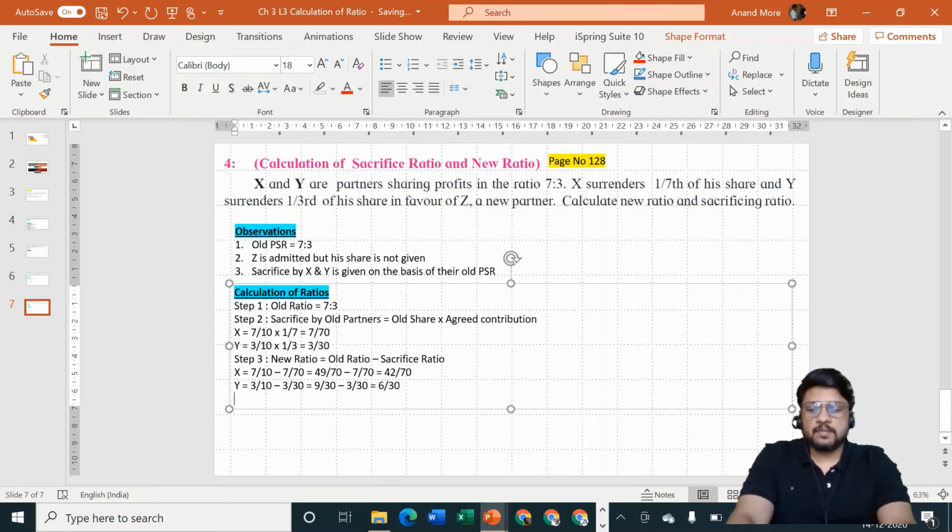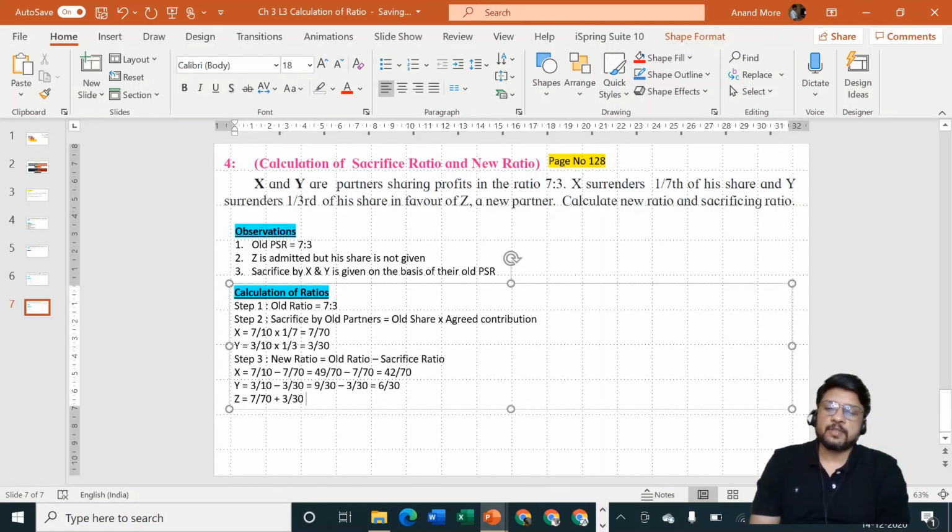And then comes Z. We want to find out what is the ratio of Z. Z has got 7/70 from X, plus he has got 3/30 from Y. So 7/70 plus 3/30, that is what is required to be done.